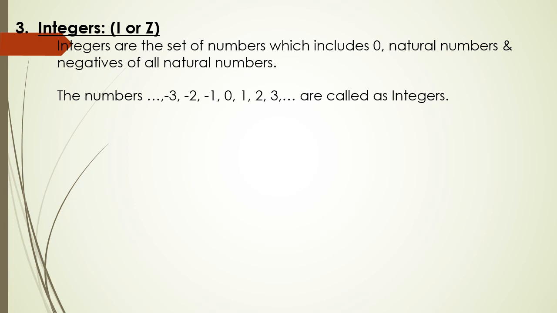Integers are the set of numbers which includes 0, natural numbers and the negatives of all the natural numbers. The numbers from negative infinity to -3, -2, -1, 0, 1, 2, 3 and so on are called as integers.